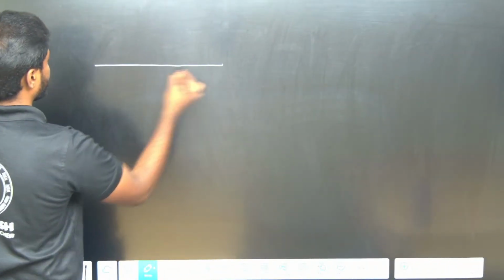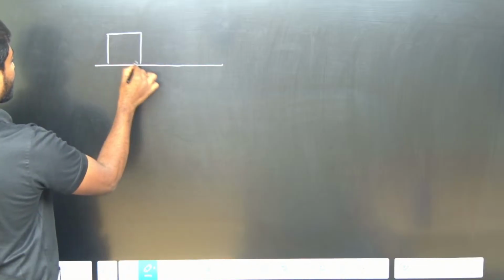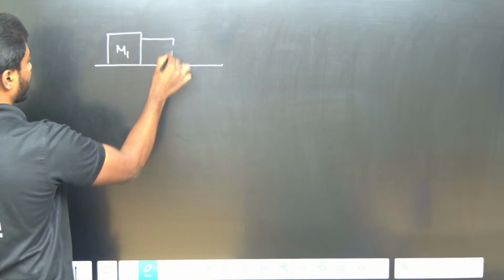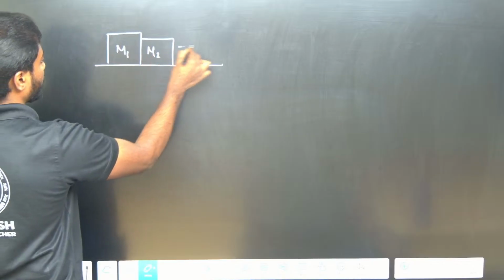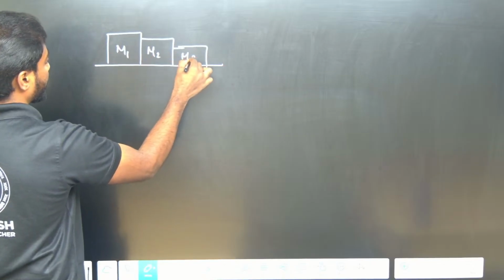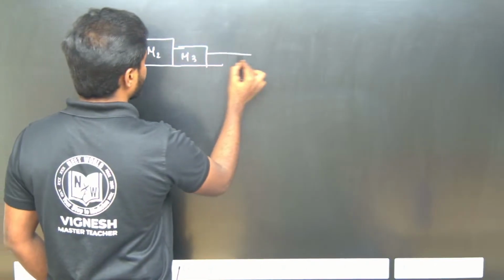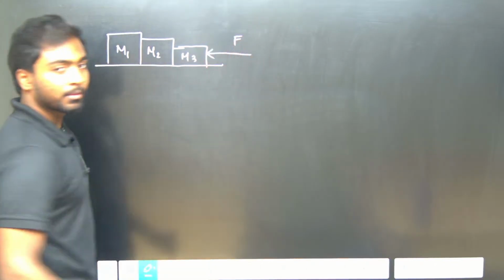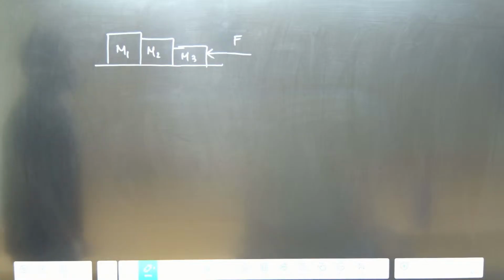Yes. So the next one is three blocks, m1, m2, m3. Now I am applying a force in this direction, F. Okay. Now what are the free body diagrams?